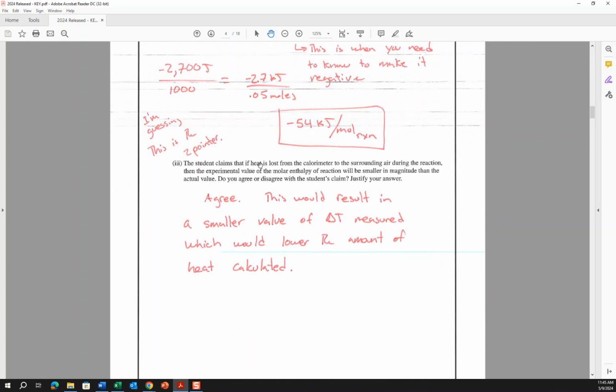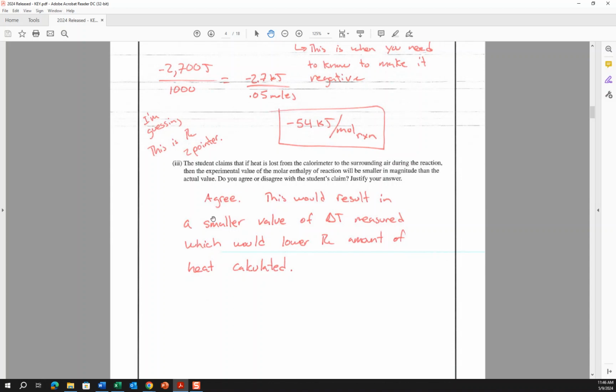And the next one is an agree or disagree question. It's saying the student claims if heat was lost to the calorimeter and the surrounding air during the reaction, then the experimental value for the heat of reaction would be smaller in magnitude than the actual value. And they ask, do you agree or disagree? And you would agree.